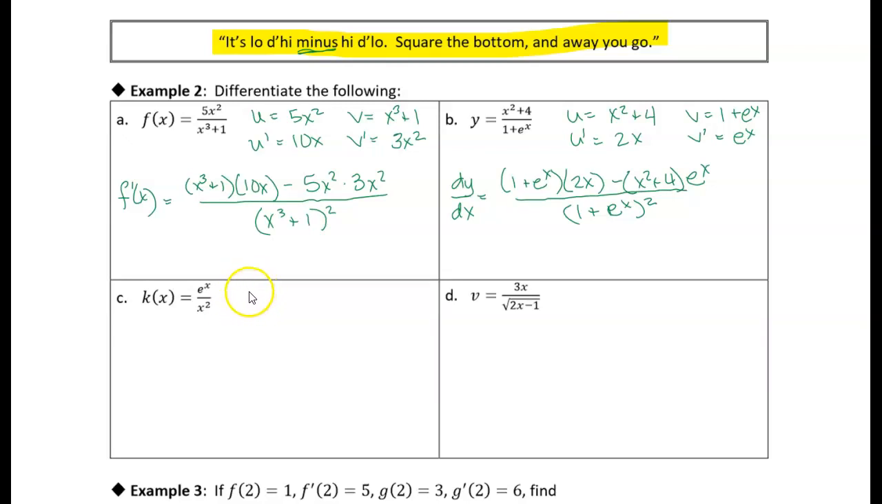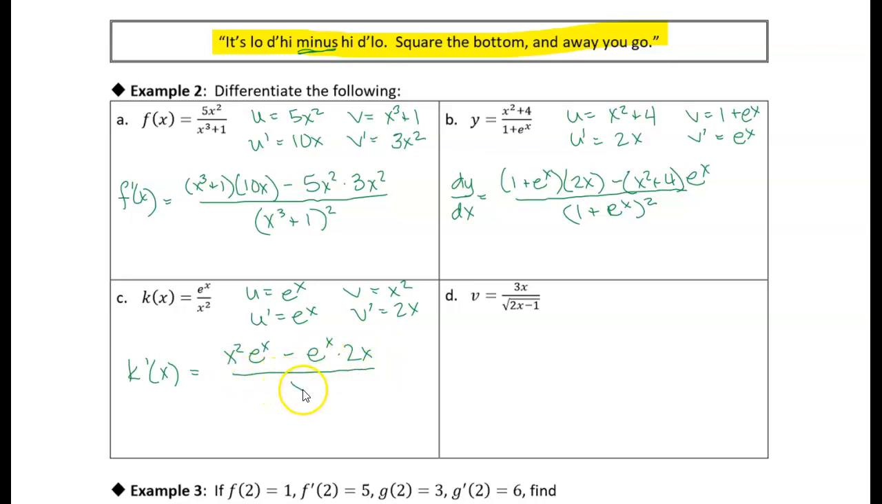The high function, the numerator, is e to the x. The low function is x squared. U prime is e to the x. V prime equals 2x. We're just going to plug it into our quotient rule. So low d high minus high d low all over low squared, which just becomes x to the 4th power.